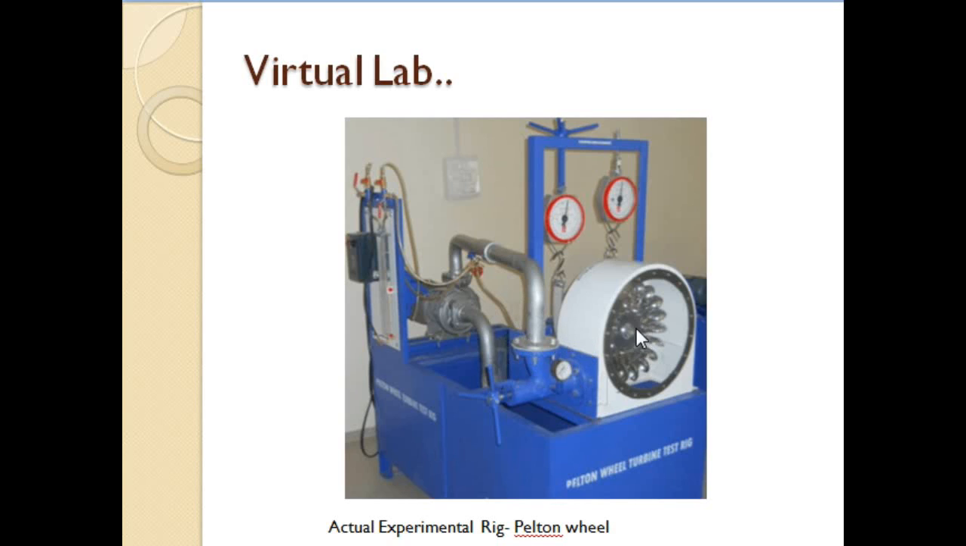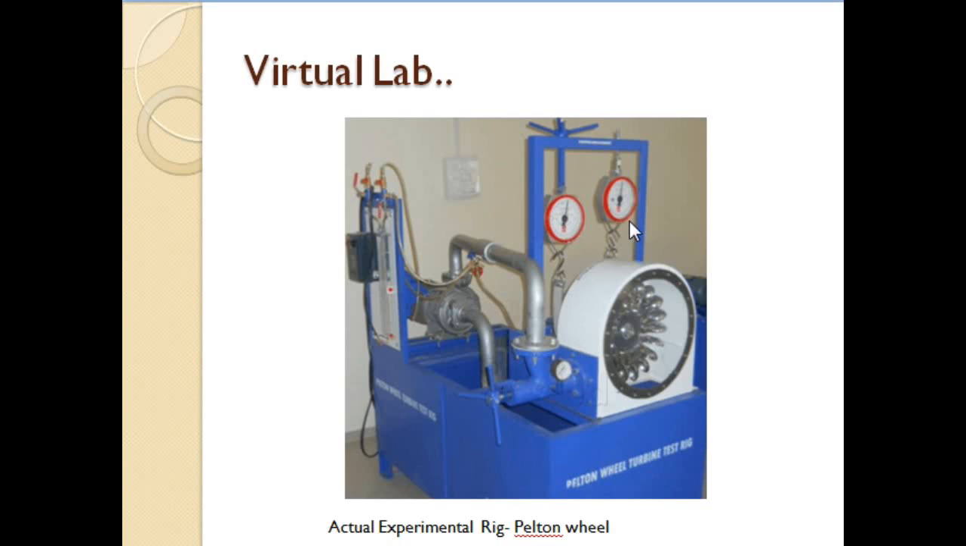Here we can see the Pelton wheel, and this is the controlling area where a spear will be there. The spear will allow the fluid of the required quantity. If you rotate this valve, the spear will move in and out, so that it will control the flow rate or discharge. The water from this pump will be pumped into the turbine. So this pump will create the head required to operate the Pelton wheel.